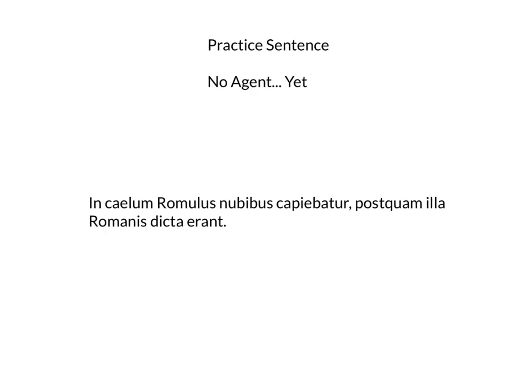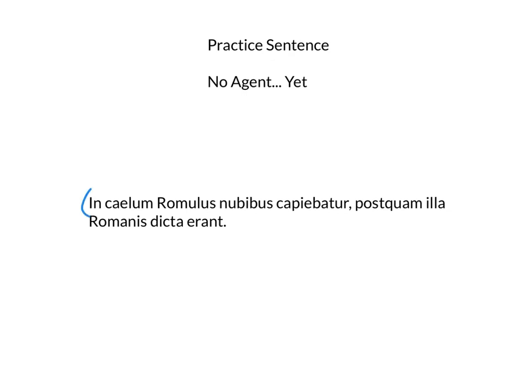So first we'll just do a sentence with a passive voice that does not have an agent. It is something that we can just kind of run through with cases and the basic knowledge of the passive voice, and we'll be just fine. And so we start off our sentence: In caelum Romulus nubibus capiebatur, postquam illa Romanis dicta erant.